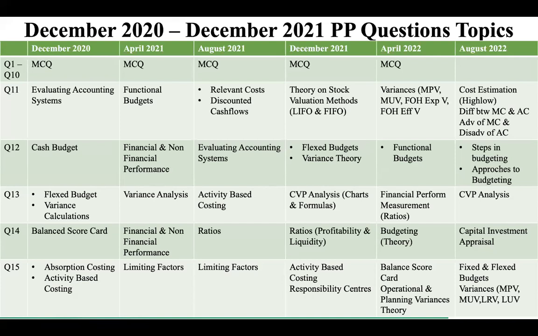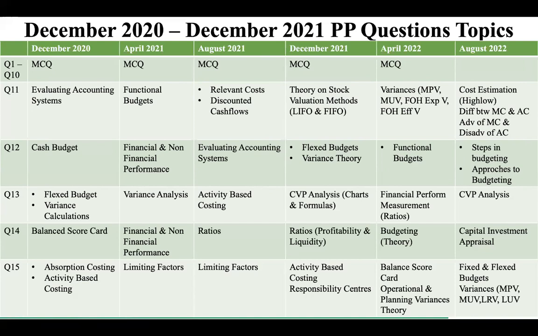In April 2021, they tested on functional budgets in question 11. Question 12, they tested on financial and non-financial performance. Question number 13, they tested on variance analysis. Question number 14, they tested on financial and non-financial performance. Question number 15, they tested on limiting factor.